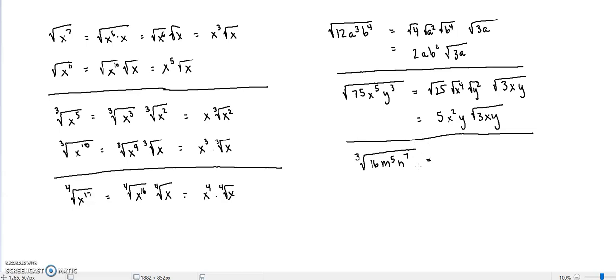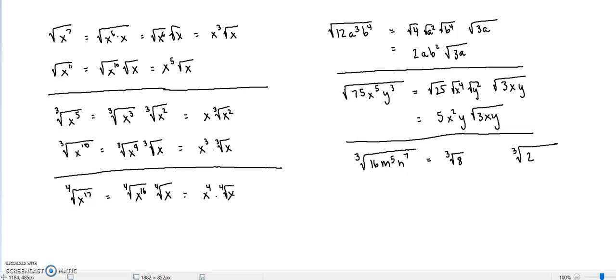So now for cube root, we're looking for 3 matching factors, or we're taking a third of the exponent. All right, so I can't take the cube root of 16, but 16 is 2 times 2 times 2 times 2. So I could do 8 times 2. I can take the cube root of 8. So 16 I'm going to break up as 8 and 2.